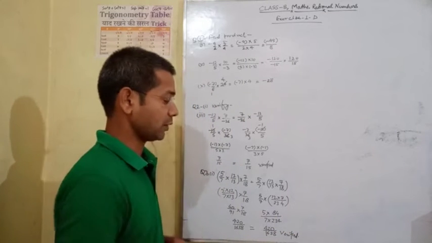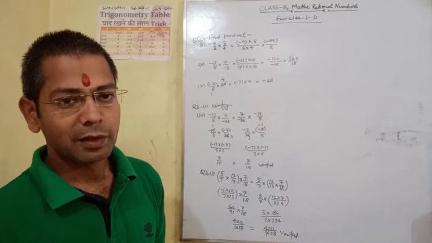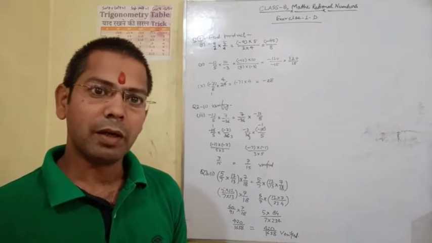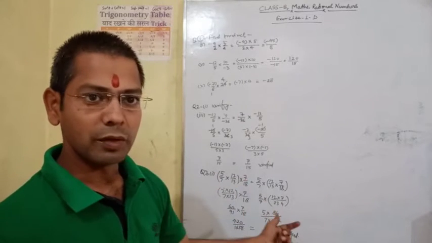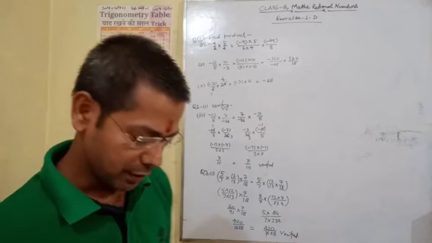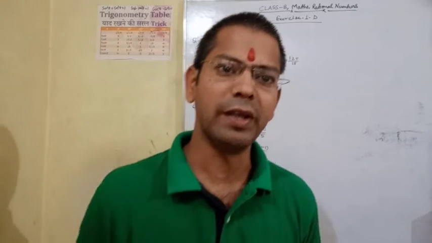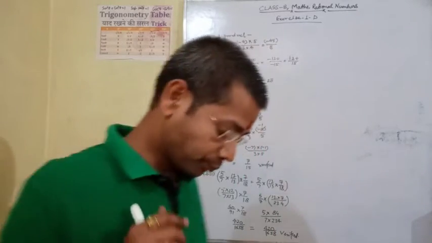This means when three rational numbers are given, they can be multiplied in these two different ways, but the result will be equal. So the question is verified.